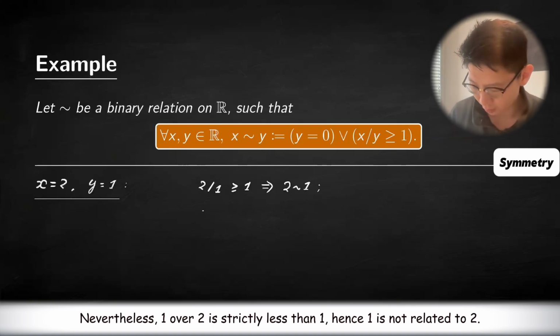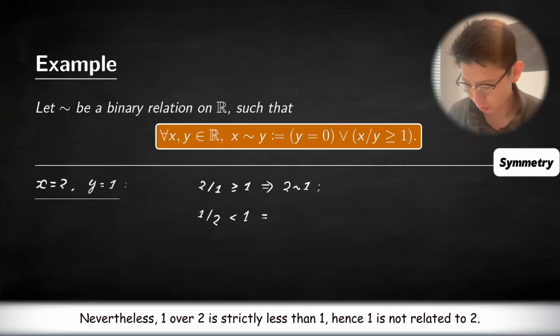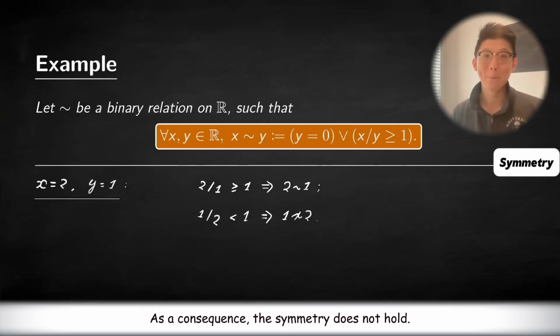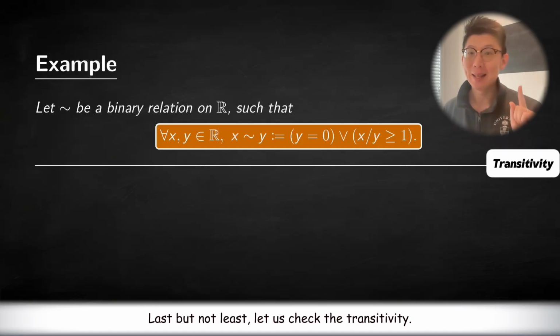Nevertheless, 1 over 2 is strictly less than 1. Hence, 1 is not related to 2. As a consequence, the symmetry does not hold. Last but not least, let us check the transitivity.